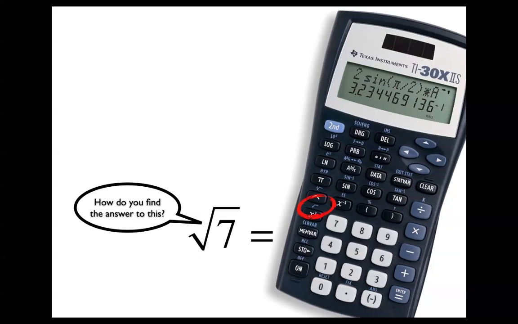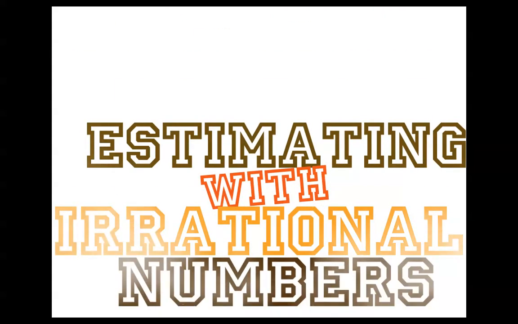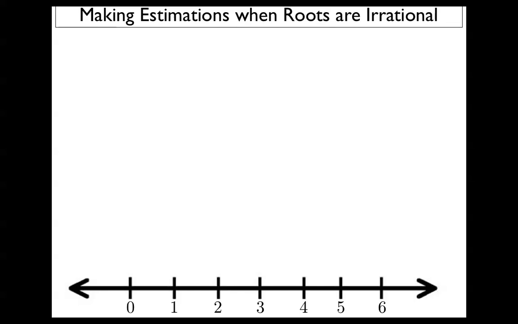But sometimes we have to estimate irrational numbers, because what do you do if you don't have a calculator? What if you have to find an irrational square root, but you don't have a calculator with you? Well, we can make an estimation. Here's another irrational square root, because nothing times itself makes 10. So we don't know what the square root of 10 is. But we can estimate it.